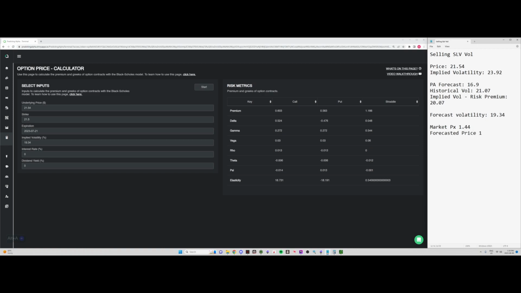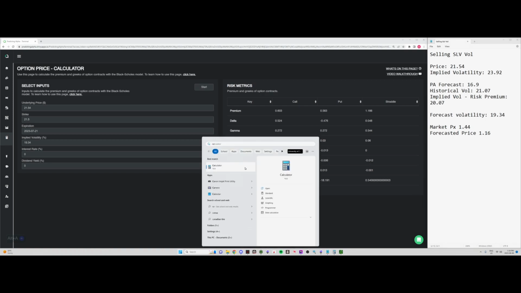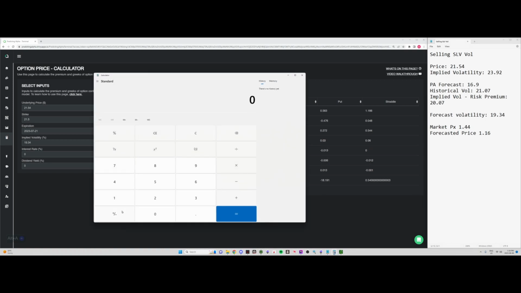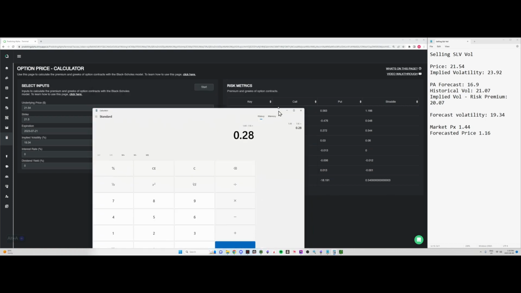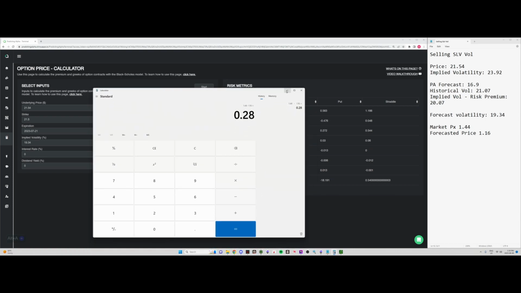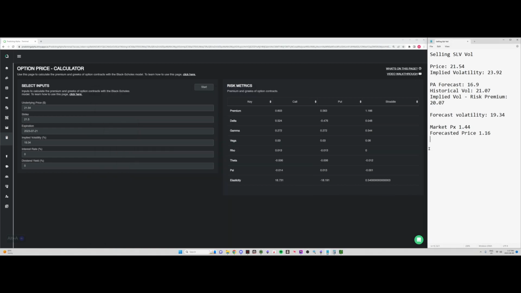And the forecast price is 1.16. That gives us an edge of $0.30, I want to say, $0.28. Because I can't do math, I'm going to use the calculator for it, and that is embarrassing, but that's all right. 1.44 minus 1.16. So we get about $28 of edge per contract. Doesn't seem like a lot, but remember that silver is like a $20 stock. So what more can you expect, right?